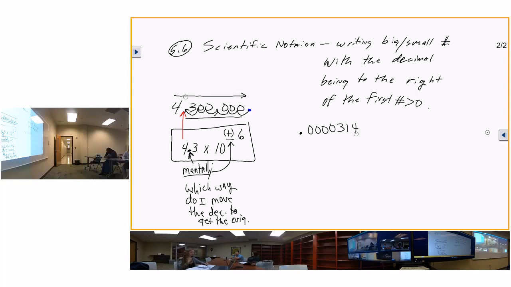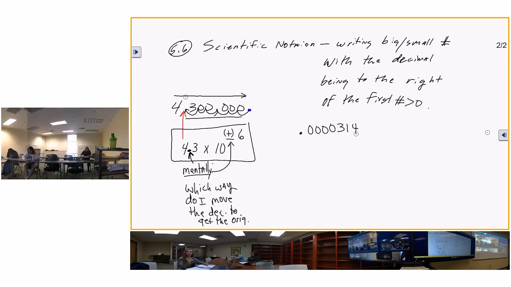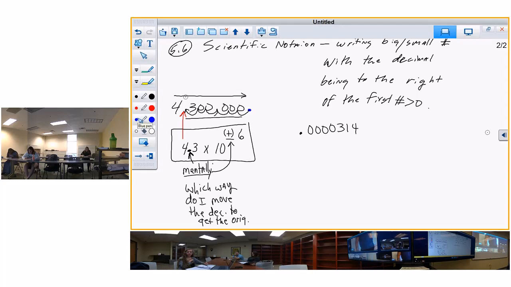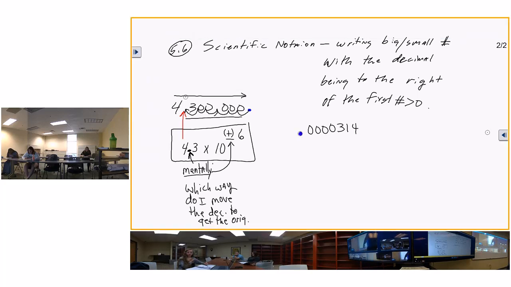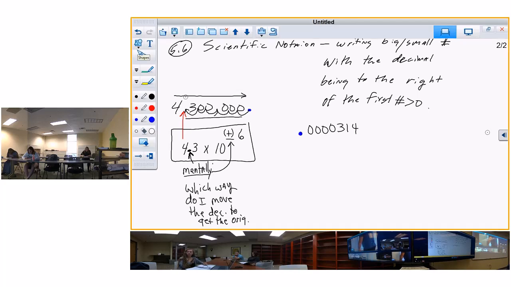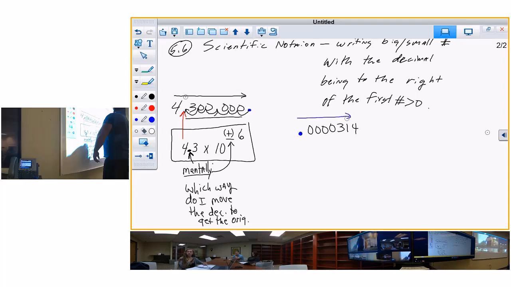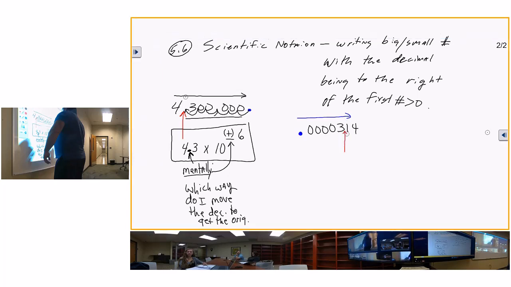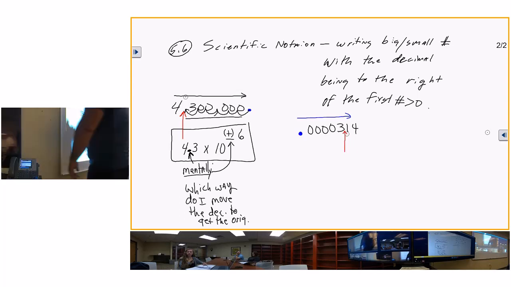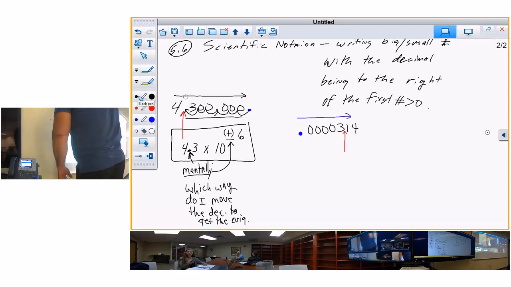And of course, y'all see the decimal. The decimal is already there because it's a decimal number. Here is the decimal. Which way do we read? Right. So that means the first number greater than zero is where? Three. So we got to put the decimal right there. So I go and I do my counting.